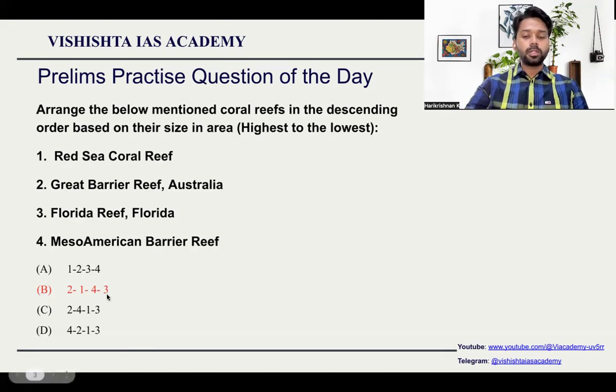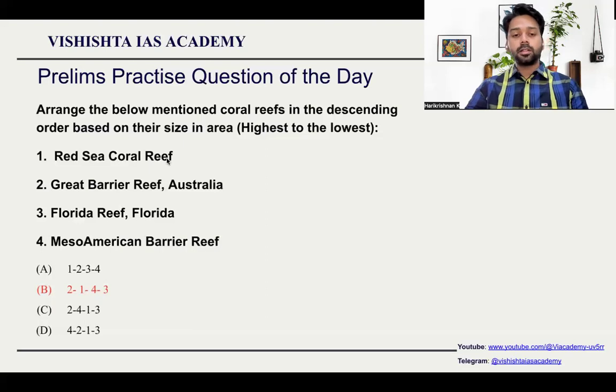So that will always be the correct option. Here, there is just two options in which two is given as the first one. So it is either B or C. Then if you look at the second one, a Red Sea coral reef is provided. Here in C, Mesoamerican Barrier Reef is provided. Red Sea Coral Reef has regularly been in news because of the climate change. So you need to know that Red Sea Coral Reef is the second largest coral reef in the world.